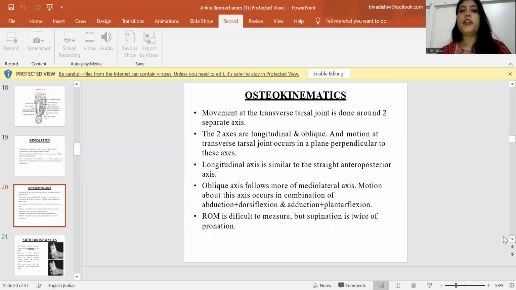Osteokinematics: movement at the transverse tarsal joint occurs around two separate axes. The two axes are longitudinal and oblique, and motion at the transverse joint occurs in a plane perpendicular to the axis. The longitudinal axis is similar to the straight anterior-posterior axis. The oblique axis follows more of a medial-lateral axis. Motion about this axis occurs in a combination of abduction plus dorsiflexion and adduction plus plantarflexion. Range of motion is difficult to measure, but supination is twice that of pronation.